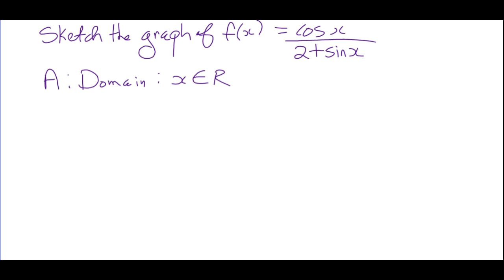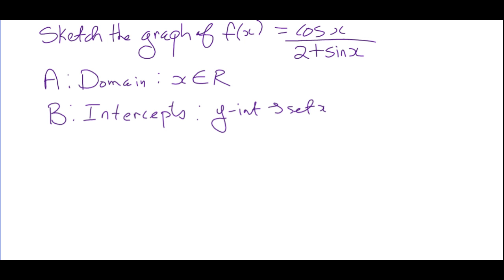What else? Intercepts. For the y-intercept, we set x equal to 0, which gives me cos 0 over 2 plus sine 0. The cos of 0 is 1, and the sine of 0 is 0, and so we get 1/2.